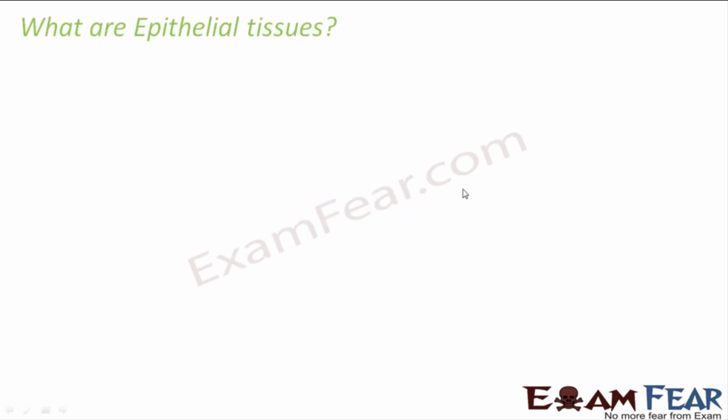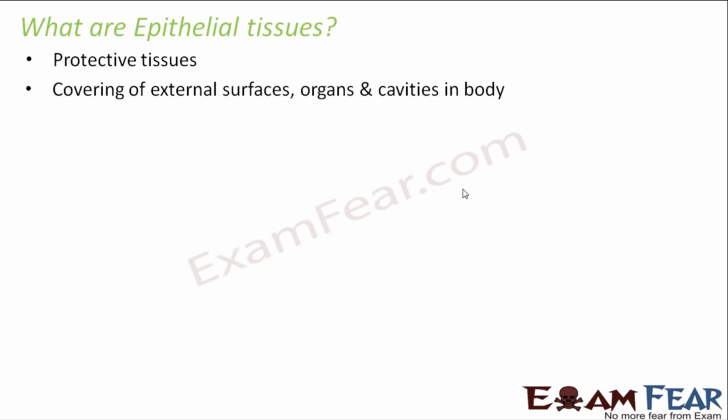Now let us talk about epithelial tissues. So what are epithelial tissues? These are the protective tissues. That means they actually protect all other things, and they are like an outer protective covering. They are the covering of external surfaces, organs and cavities in the body. Can you think of the most common covering of the body which protects everything present inside our body? The skin. Right? So the best and the most common example of an epithelial tissue is the skin.